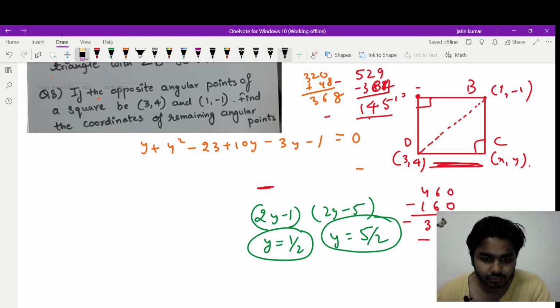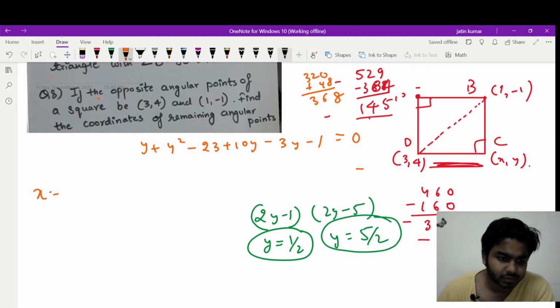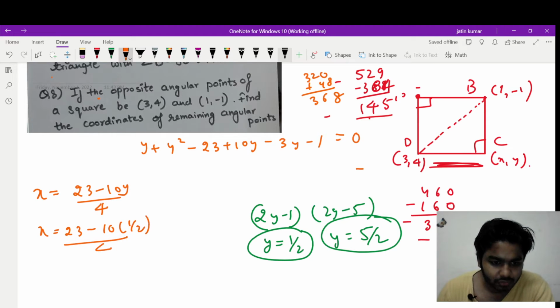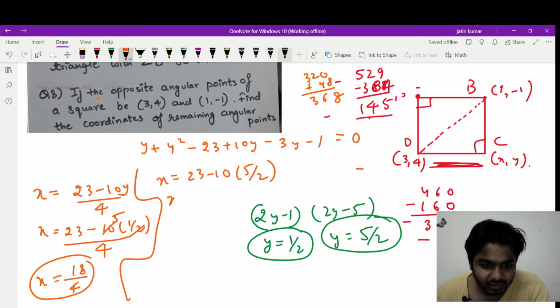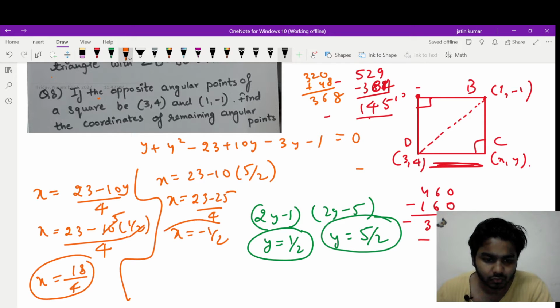Okay, so we have got y values, and can we find x? x was what? 23 minus 10y upon 4. This was the x, so x will be 23 minus 10 into 1 by 2 upon 4, right? So 23 minus 5 will be 18, and 18 upon 4 is our first value of x. And when y is equal to 5 by 2, 10 into 5 by 2 it will be 25. x is equal to 23 minus 25 upon 4, so it will be minus 1 upon 2. Okay, so we have got two values of x, minus 1 upon 2 and 18 by 4. Okay, now we will move on to question number.